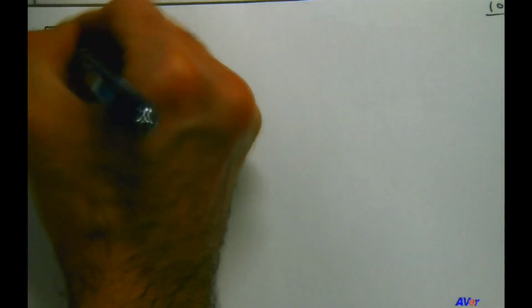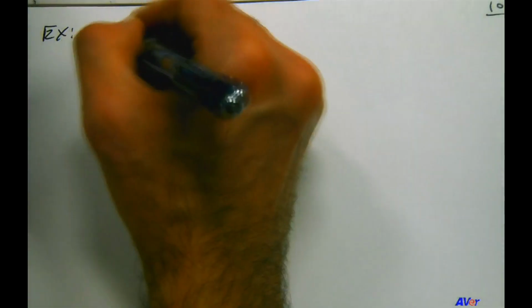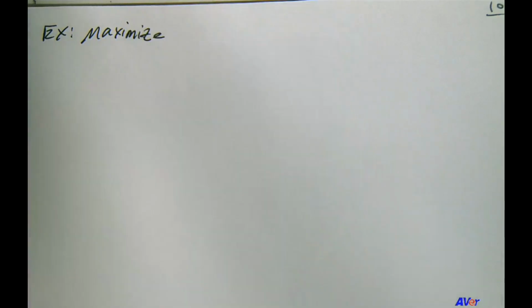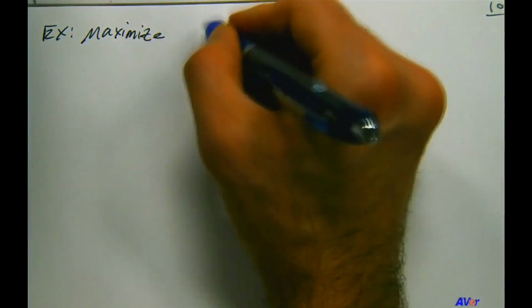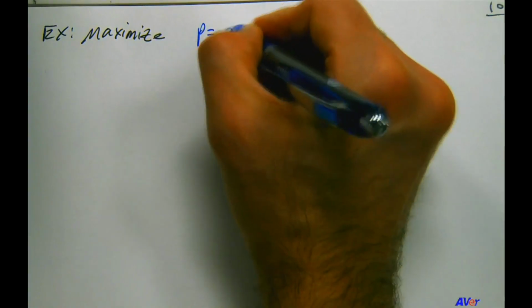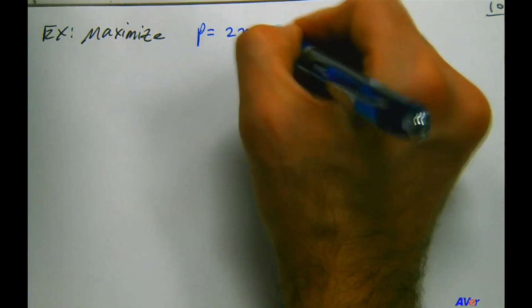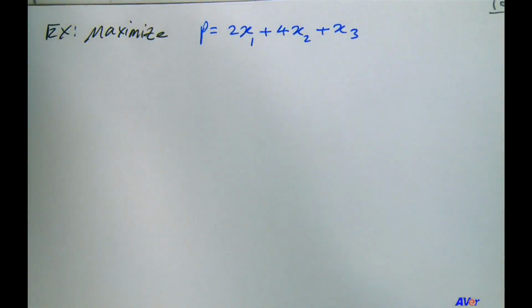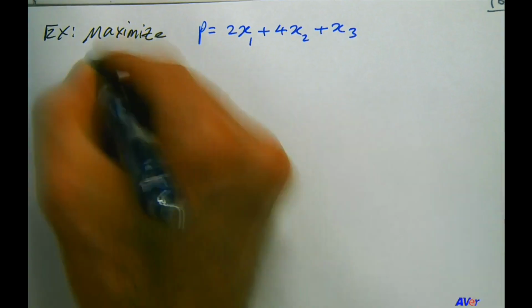Okay, so here's the new problem. We want to maximize this objective function, which is subject to these constraints.